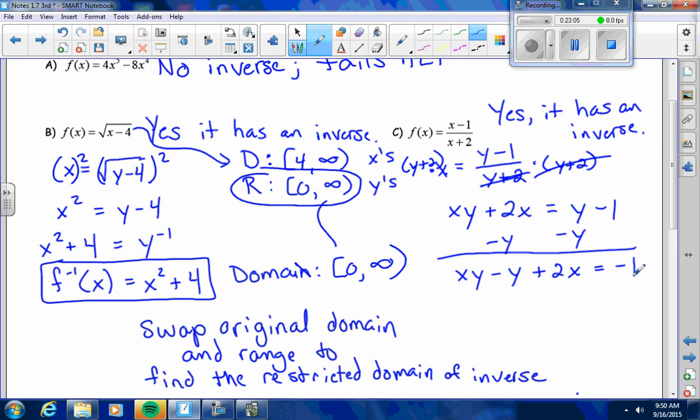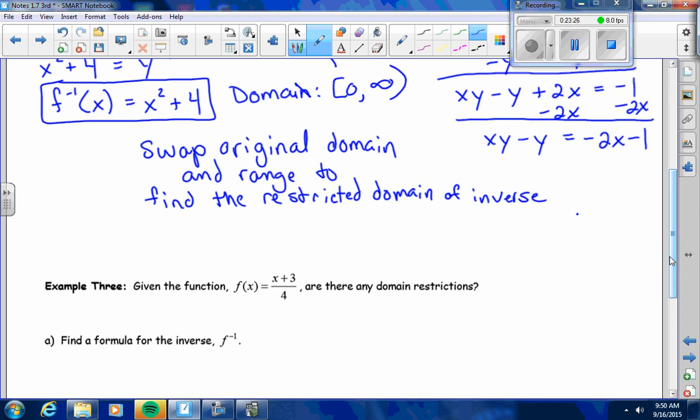So again, anything with a y is on one side, but if it does not have a y, it needs to be on the other side. So what else should I move? The 2x, minus 2x. So xy minus y equals negative 2x minus 1. Let me just rewrite that over there. That was from the other line that we wrote.